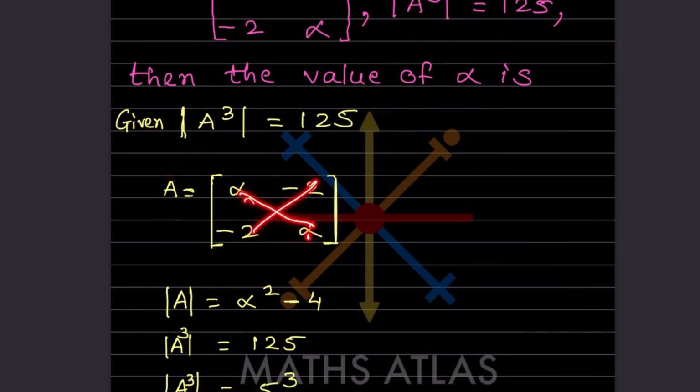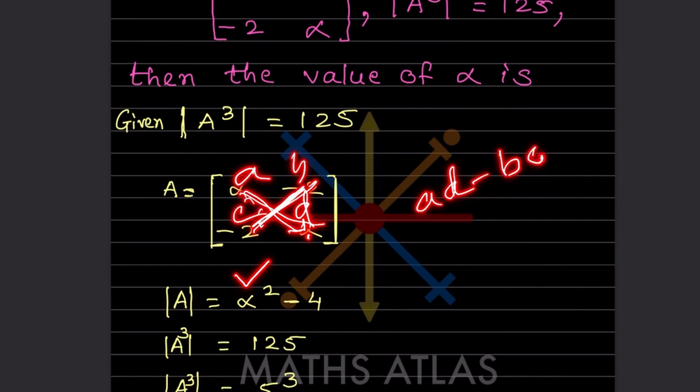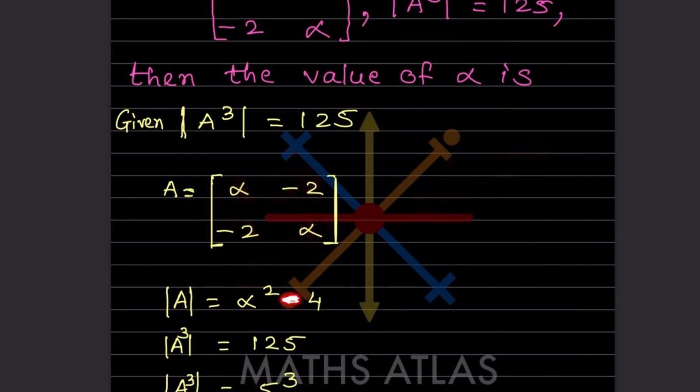That will be alpha square. First you will take this one, that will be alpha square. And this minus becomes plus. But in the formula, what do we have? This is A, B, C, D, so that is AD minus BC. So this plus minus is going to be minus. This is very important. So this is going to be 4.